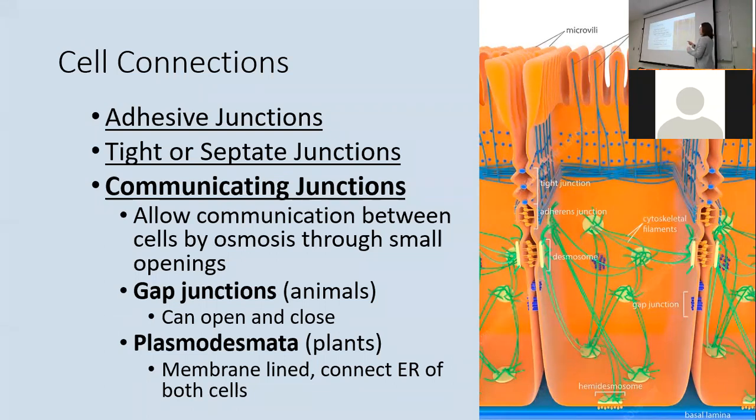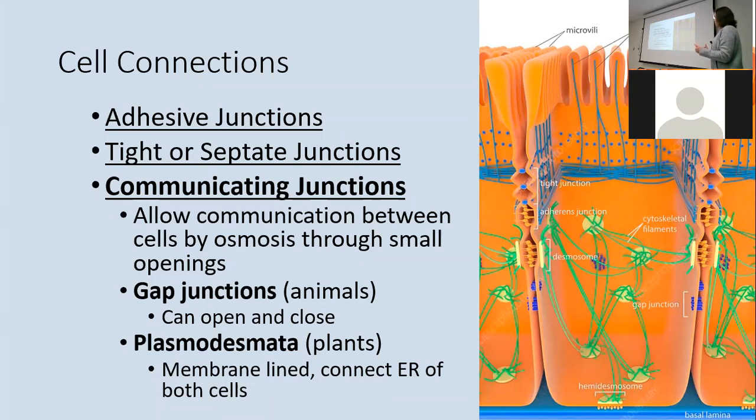In plants, it's a little different. They have what are called plasmodesmata, which is a weird word, but these are membrane lined, always open channels. So basically plant cells are always talking to each other. They have these tunnels between them, these plasmodesmata, that connect the endoplasmic reticulum of both of the cells. So plant cells are better communicators than animal cells? Maybe, I don't know. They're definitely more open. So we've got these communicating junctions, either gap junctions in animals or plasmodesmata in plants.